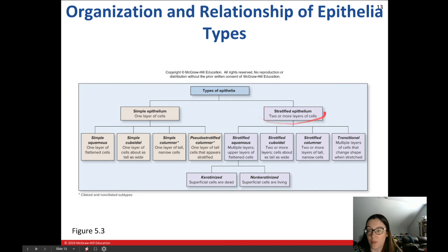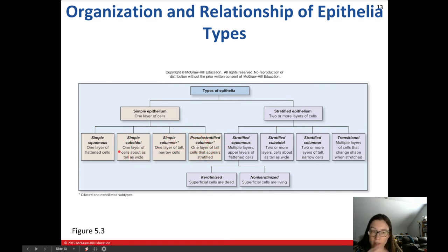For a stratified epithelium, we can have stratified squamous, stratified cuboidal, stratified columnar, and transitional. Now, stratified cuboidal and stratified columnar, we do have them, we're just not going to talk about them as often. We see the simple cuboidal and simple columnar and pseudostratified columnar a lot more than the stratified versions.